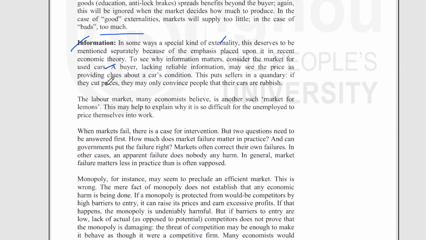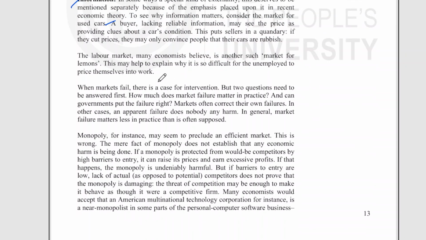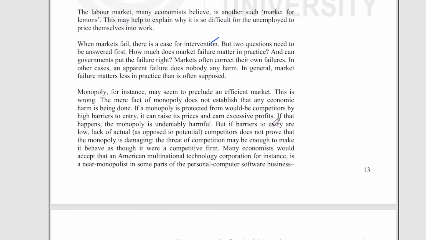And if they cut price, they may only convince people that their cars are rubbish. And the labor market, many economists believe, is another such a market for lemons, and this may help to explain why it is so difficult for the unemployed to price themselves into work. And when market fails, there is a case for intervention, but two questions need to be answered first. How much does market failure matter in practice, and can government put the failure right?